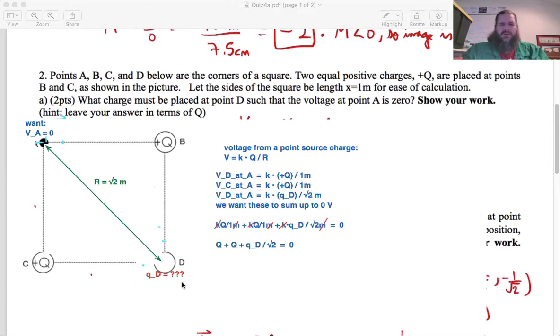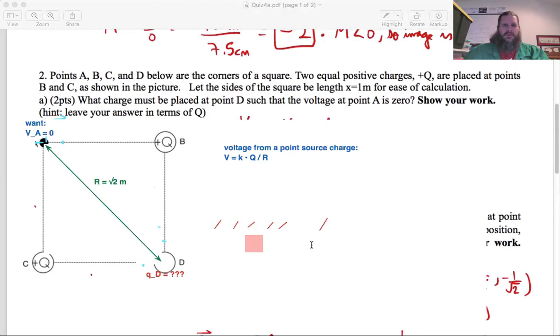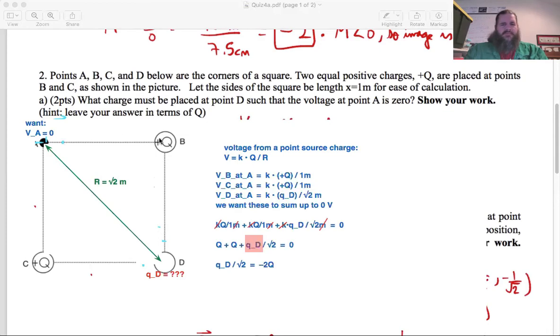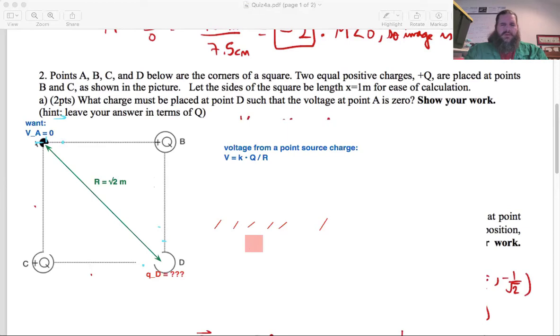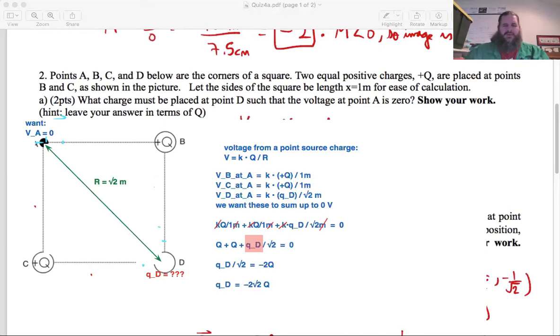And then what? If we want to find the charge at location D, what else do we need to do here? I'm not really sure. Well, algebraically, how would you solve for QD? I'd subtract the two Qs on the left side, so it'd be negative 2Q, and then I'd multiply by radical 2. Yes, I'd multiply the square root of 2 by the 2Q. So negative 2 root 2 times Q.